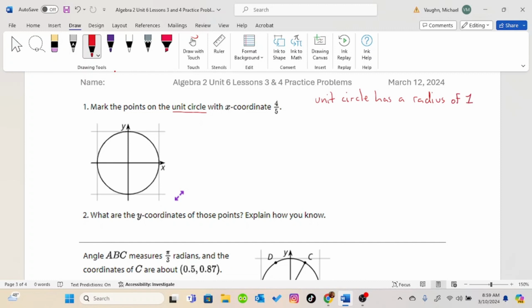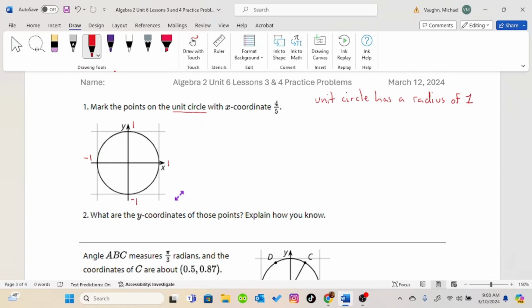So if we looked at this, out here we're at x equals 1. At the top we're at y equals 1. On the left we're at x equals -1. And on the bottom we're at y equals -1. So now, no matter where we are, if we pick a point and we draw a right triangle, the hypotenuse will always be 1 because it will always go out to a circle with a radius of 1.